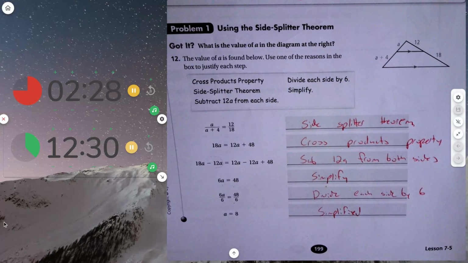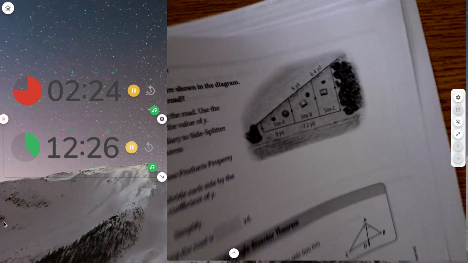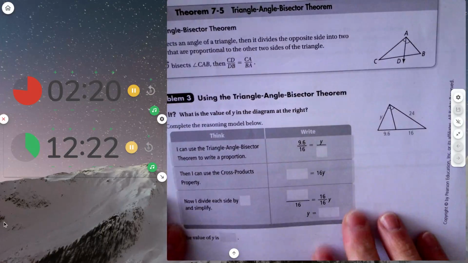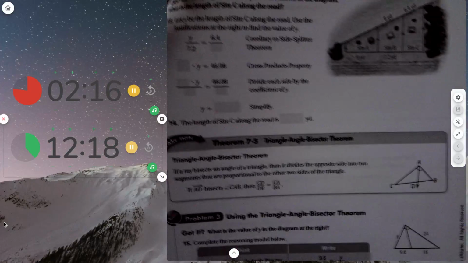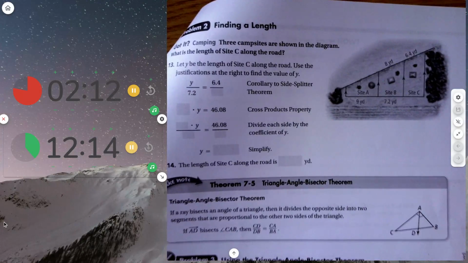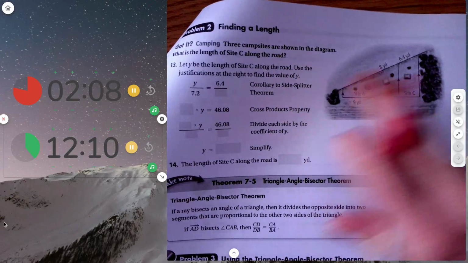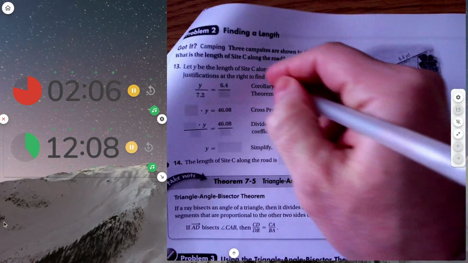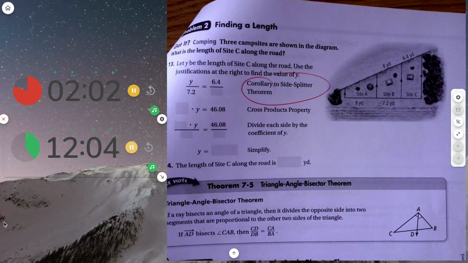So we're going to hop on over to finding a length. We are camping, and we've got 3 campsites shown in this diagram. This is just an application problem of the same thing. You should see here, this is the corollary to the side splitter theorem. That's even what they put in the notes right there. Camping's got 3 sites. What is the length of site C along the road?